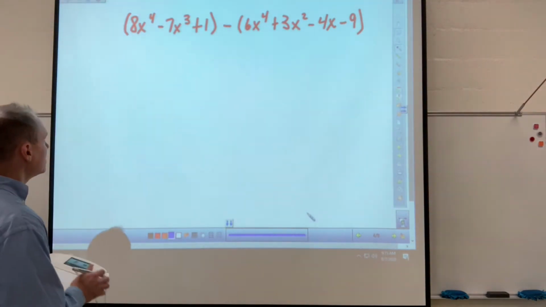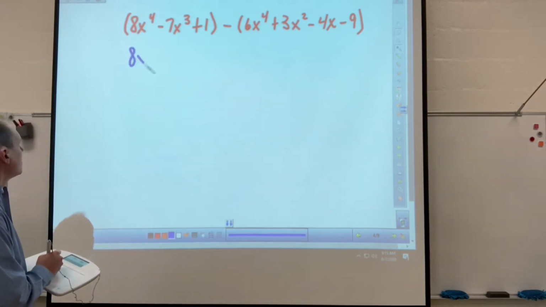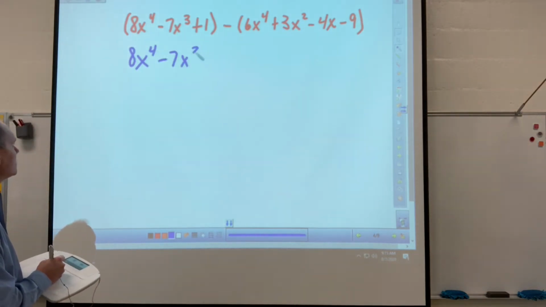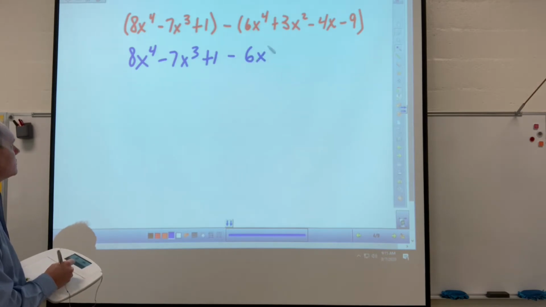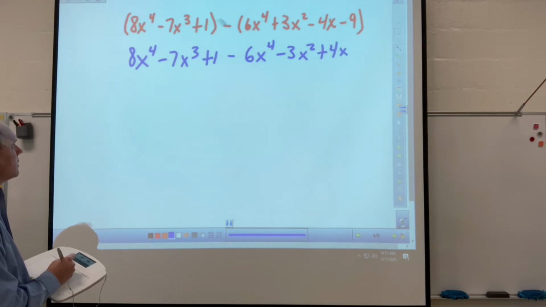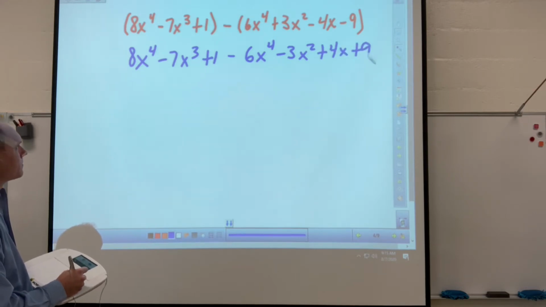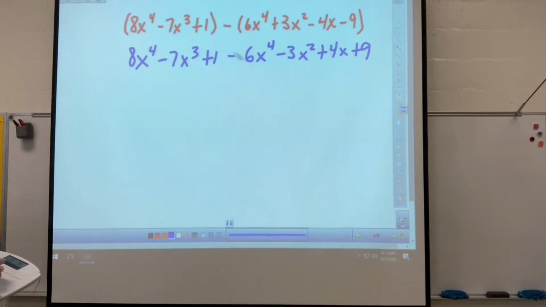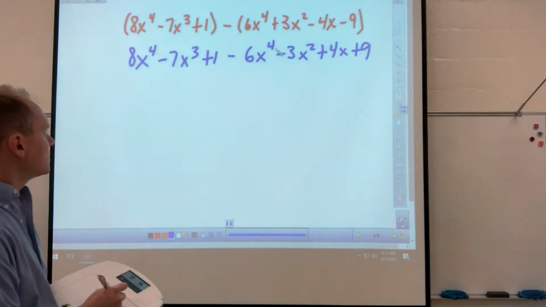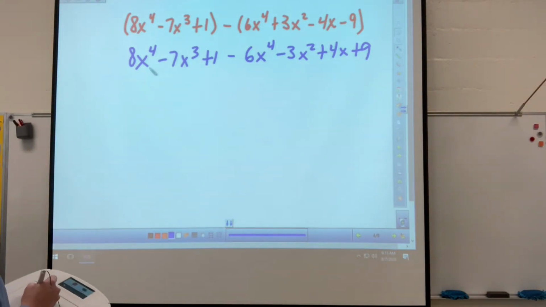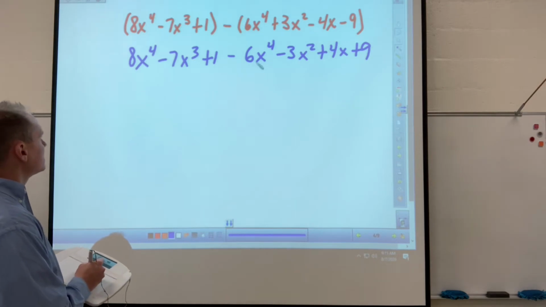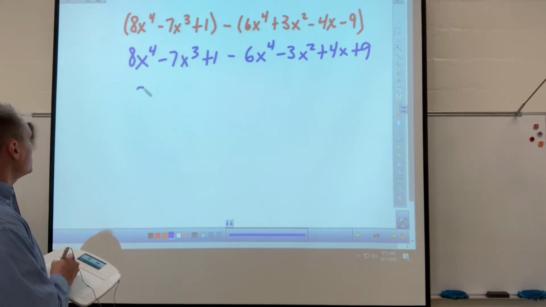Okay, so again, we're subtracting here. So the first thing I'm going to do, this is just how I would do this, is to distribute the negative, just so I ensure that I do it to every term here. And just double check that each sign changed. Okay, all right. And then I can add them together. So 8x to the fourth, do I have another fourth over here somewhere? Yes, right here's x to the fourth. So 8x to the fourth minus 6x to the fourth. So 8 minus 6 is 2 of them.